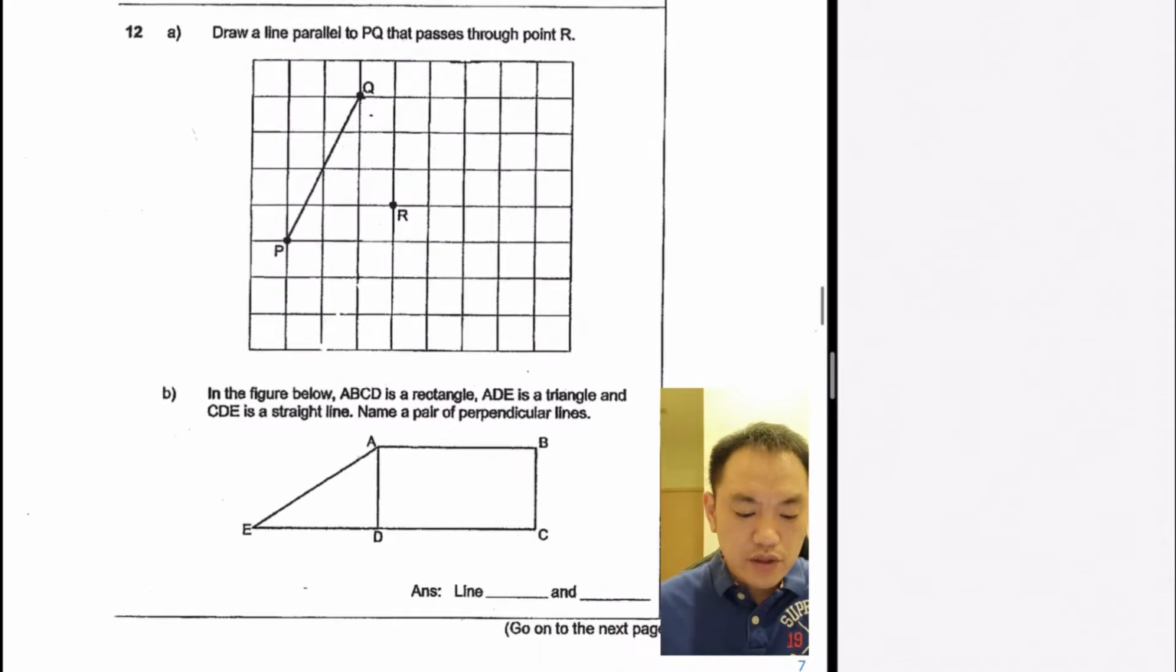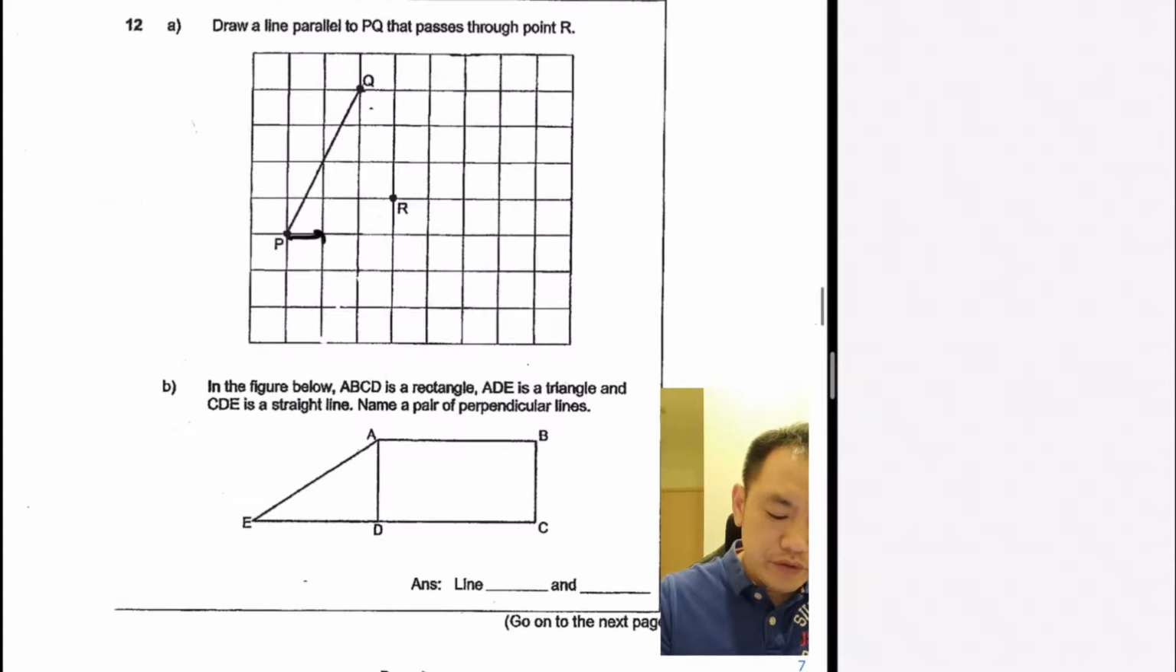On to the next question. Draw a line parallel to PQ that passes through R. Okay, so you want to draw a line which is parallel, and there are 2 ways of doing this. You just need to find the position of the dots so they are in the same direction. For example, from P to Q, you need to move 2 blocks to the right and then 4 blocks to the north. Okay, so from R, you also need to move 2 blocks to the right and then move 4 blocks to the north, and then plot a dot here, and then you join the line.